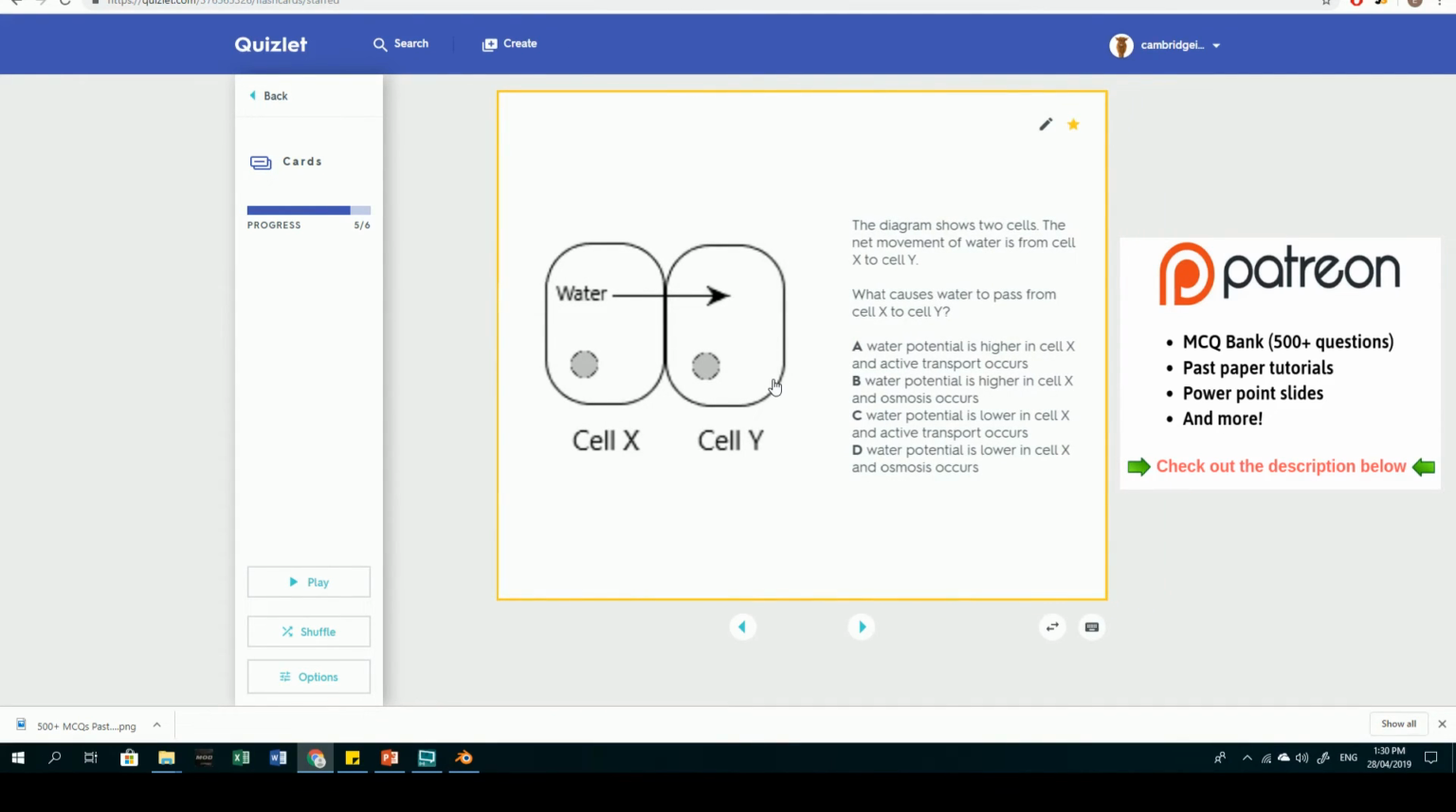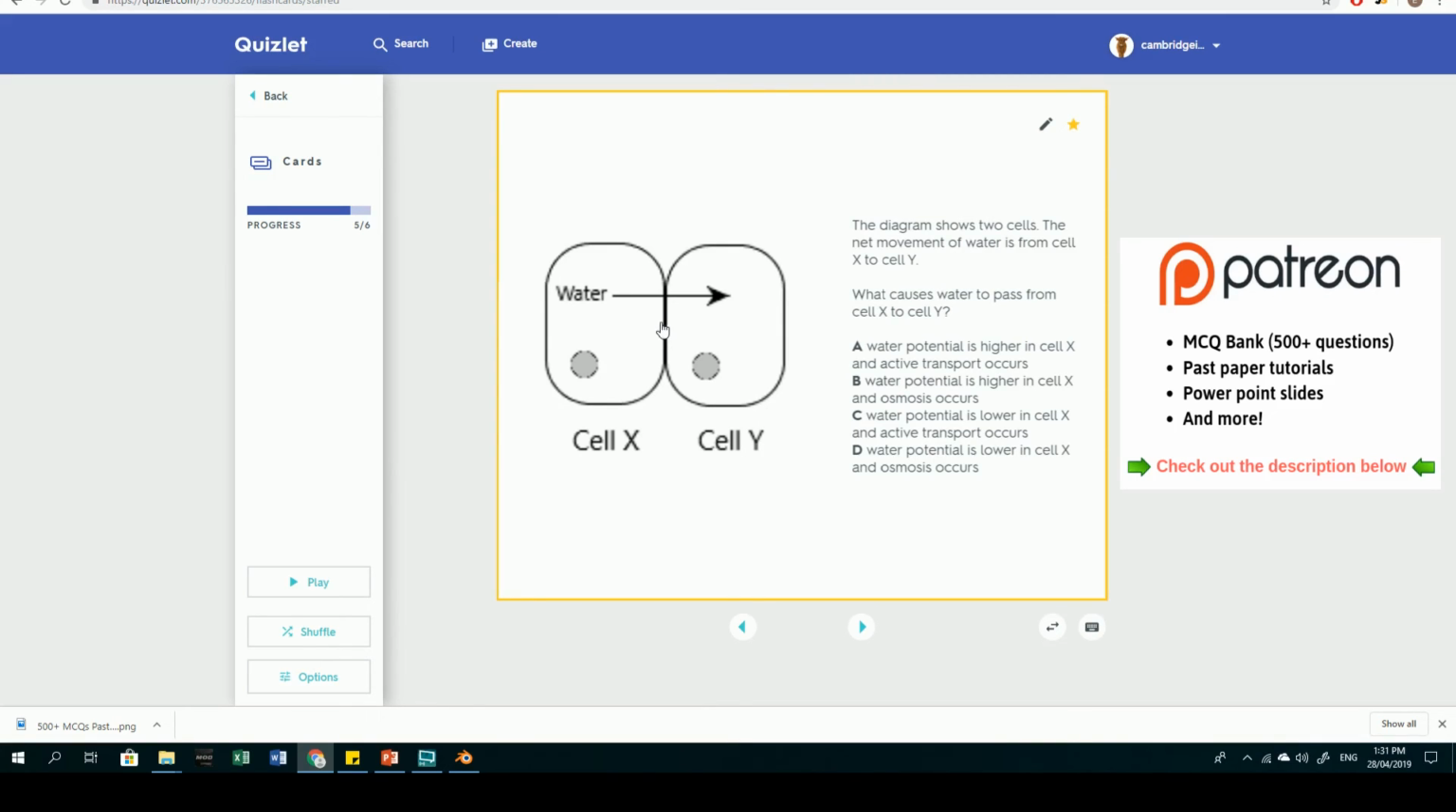So the diagram shows two cells. The net movement of water is from cell X to cell Y. What causes water to pass from cell X to cell Y? Well, if water is passing from the left-hand side to the right-hand side, from X to Y, it suggests that osmosis is occurring. And remember, the direction of water molecules in osmosis through the partially permeable membrane, which is of course this segment here where you've got the cell membranes of the two cells, needs to be from higher to lower water potential.